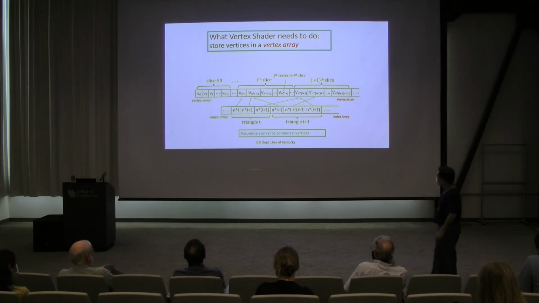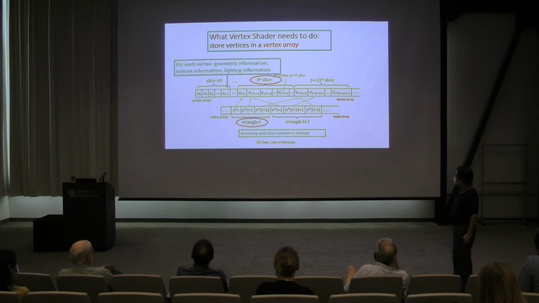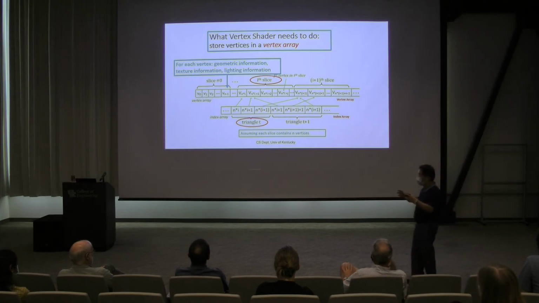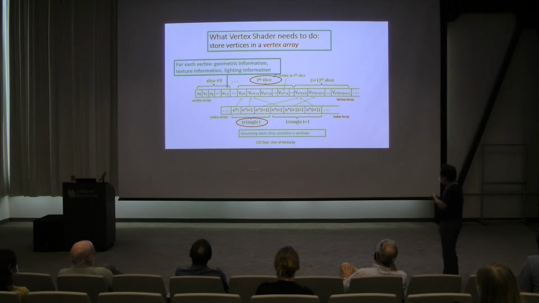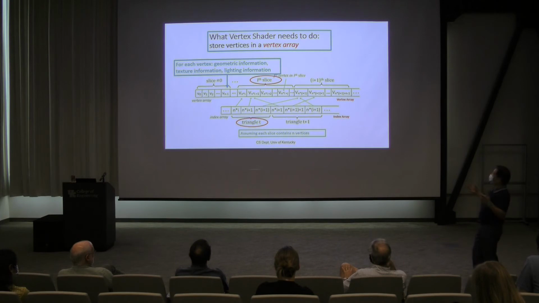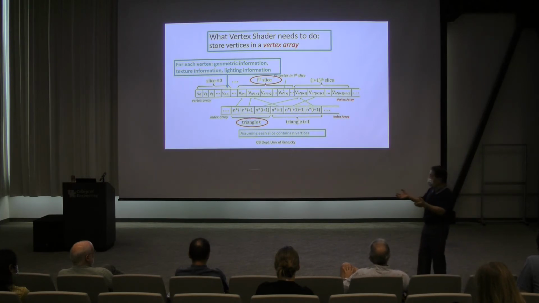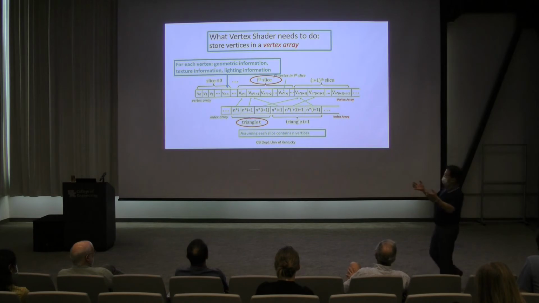For each vertex here, you have to provide information such as geometric transformation, texture information, and lighting information. So this is not just a vertex. This is a bundle, a group of data that you use an index into this vertex array to get the information you need. This information will be provided to the next stage, the Tessellation Shader.